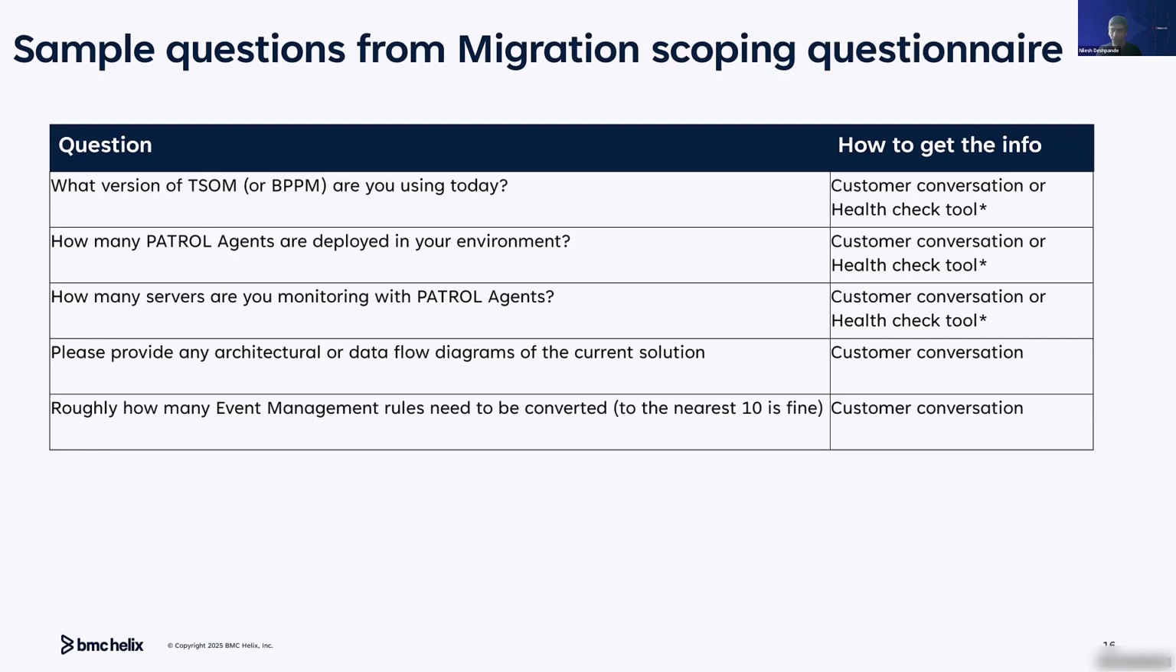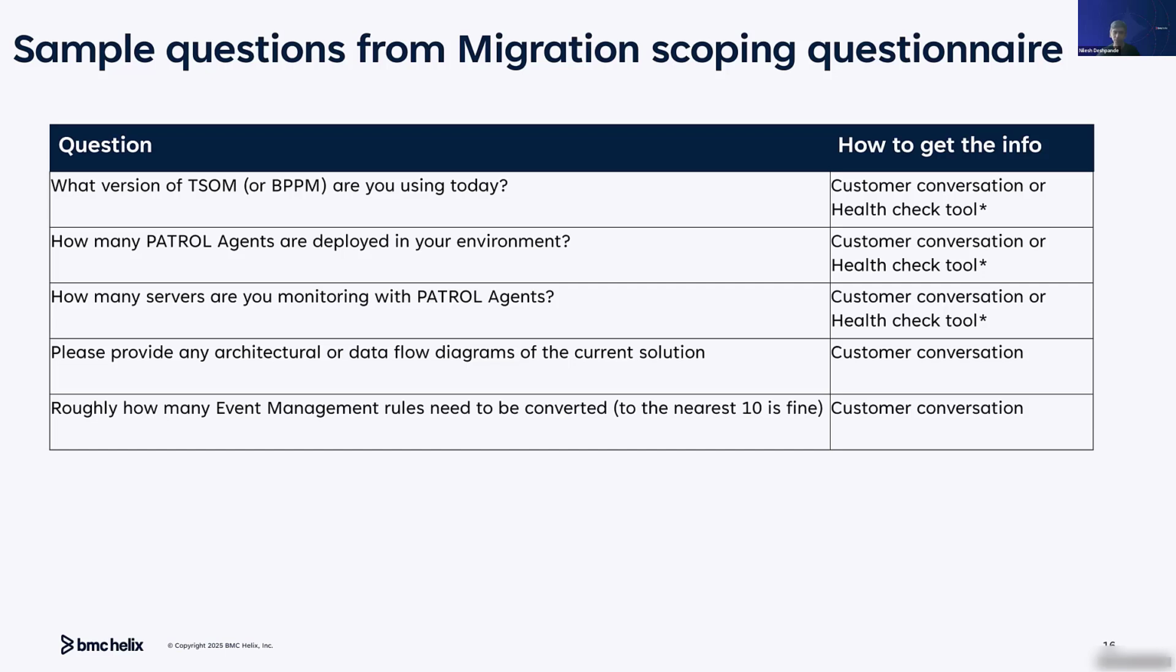And this is a sample questionnaire, which is taken from the migration scoping questionnaire. This is available on the official BMC documentation link. Some of the data like the version of the TSOM, the agent details, and the device details can be fetched from the health check tool report, which I just explained in the previous slide. The other data for the customer conversation will be your network diagram or any specific architectural details that need to be considered for the migration. You need to fetch that from your networking diagram and fill up the questionnaire.